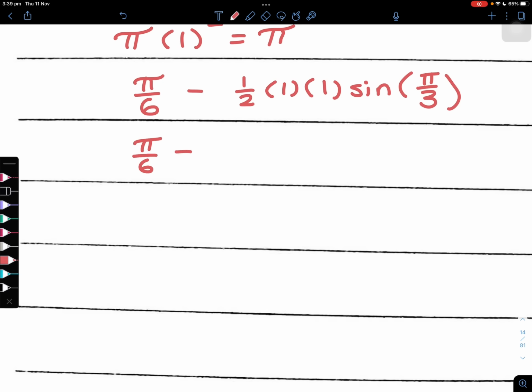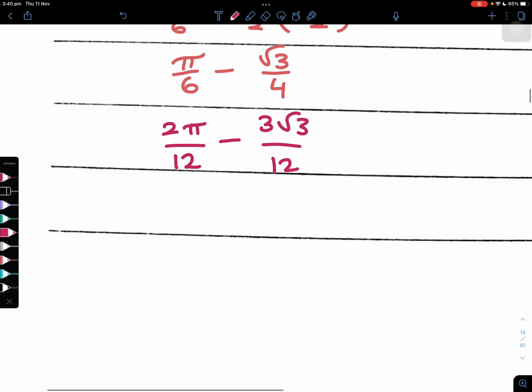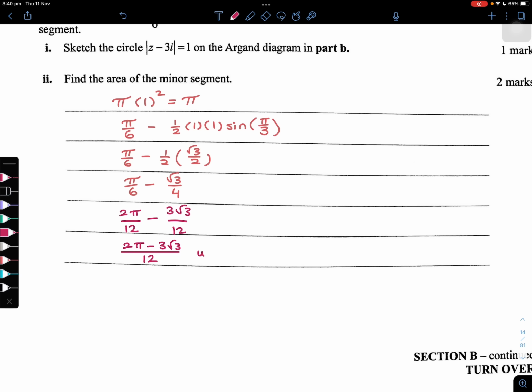Okay, now that we have this, we have pi on 6 minus a half. Sine of pi on 3 is root 3 on 2. So this leaves us with pi on 6 minus root 3 on 4. Okay, I'm going to use 12 as our common factor, so I'm going to multiply the left fraction by 2 on 2, and then the right fraction by 3 on 3. Okay, and this leaves us with 2 pi minus 3 root 3 on 12. Hopefully I haven't made any mistakes, but that would be my area. Units squared. Okay.